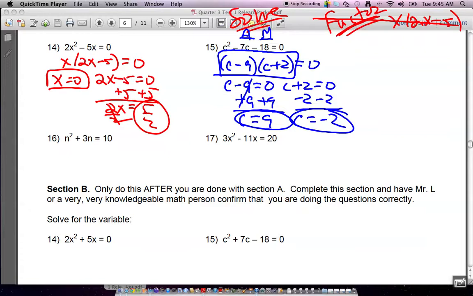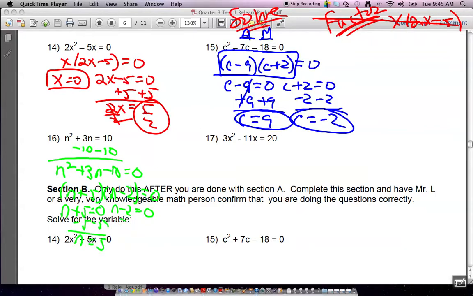Number 16. Always have to get everything on one side when we solve by factoring with a quadratic. So I get n squared plus 3n minus 10 equals 0. Factoring it, I get n plus 5 times n minus 2 is 0. Maybe it's the guy on the left. Maybe it's the guy on the right. Minus 5, n equals negative 5, add 2, n equals 2. So in this case, n is going to equal negative 5, and over here n is going to equal positive 2.